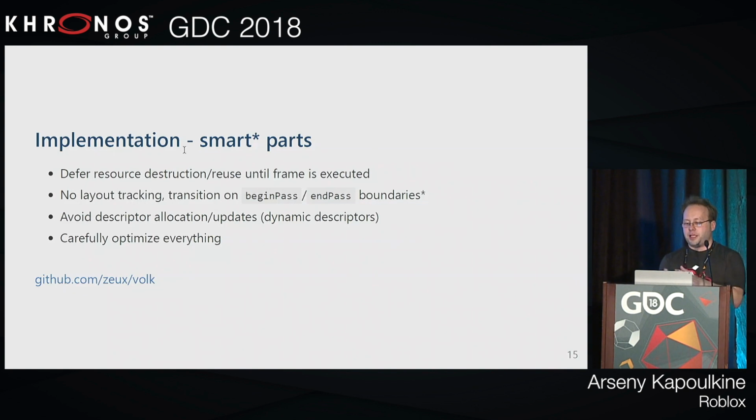But the begin end pass boundaries that we have turn out to be almost perfect for almost all barriers that you need per frame. So we don't track layouts. We just know that this resource is supposed to be in this layout before an operation and in a different layout after the operation. The case where it does not work is compute, where we do have to track, but we don't ship any compute code right now, and the development prototypes that we have have like tens of dispatches per frame, so it's not really a big deal.